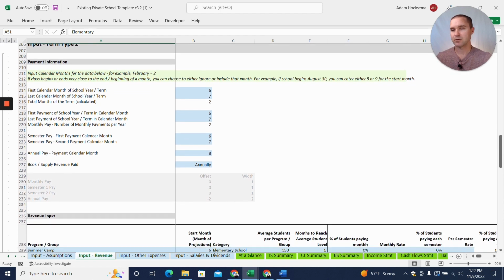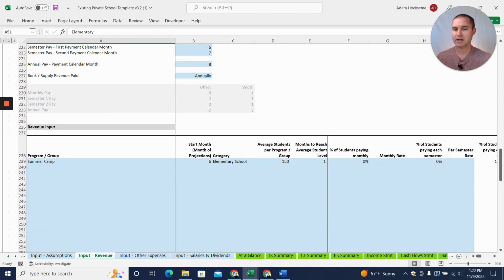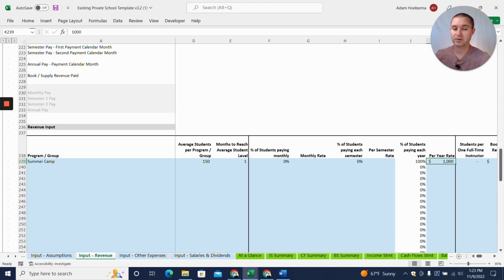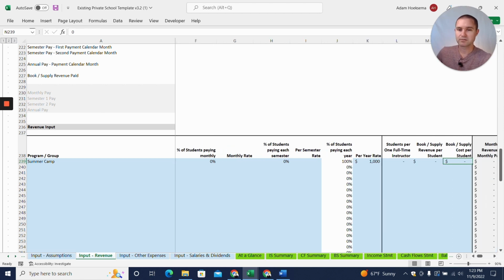And so what we are doing here is we're saying, hey, what if we had a summer camp in the months in between? And so what we've set up here is a summer camp that starts in month 6, and it's at elementary school revenue category, 150 students per program. We're saying that all students, 100%, have to pay all up front when the program starts. So that's a way to enter in additional, maybe non-typical, like your traditional tuition or school programs.